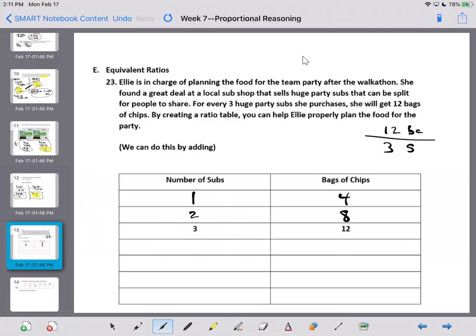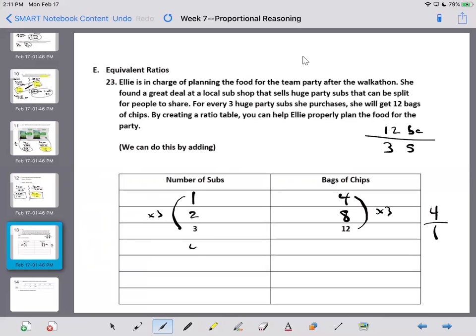Now, you can start thinking about, if I want to scale this, well, this is 4 to 1, that is the unit rate. Well, 4 times 2 is 8, and 1 times 2 is 2. Or I could think, 4 times what is 12? Well, that would be multiplying by 3. Well, 1 multiplied by 3 is 3.